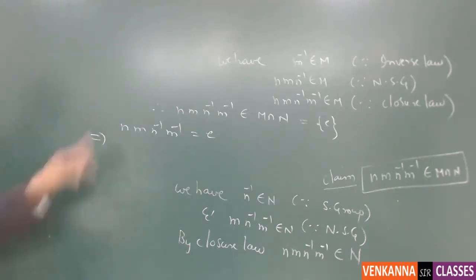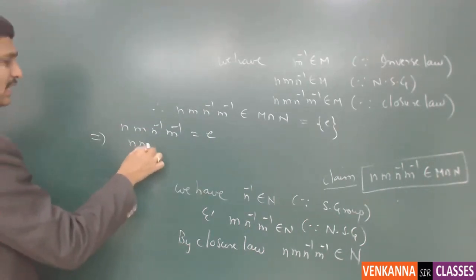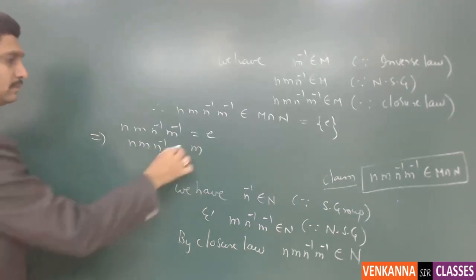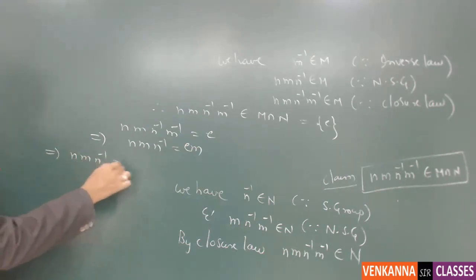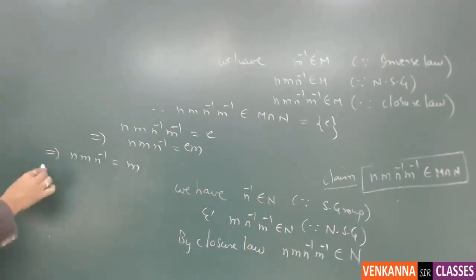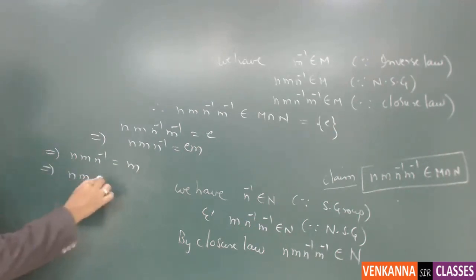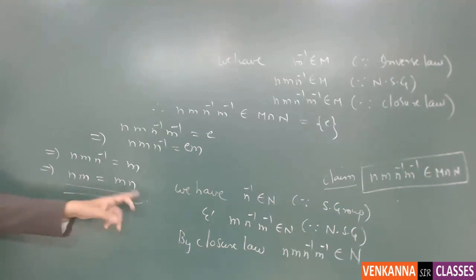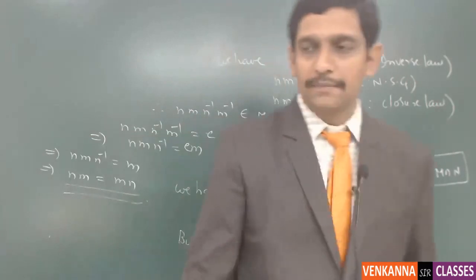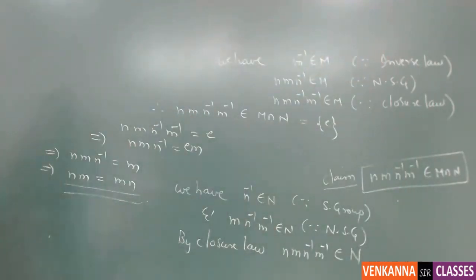So if you multiply both sides with m, you will get E into m. If you multiply both sides with n, that's all. Therefore, nm is equal to mn. Every element commutes with other element. Therefore, the task is finished. That is the very logic. Please check out the logic, how it is proved.